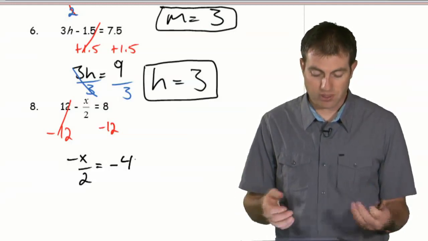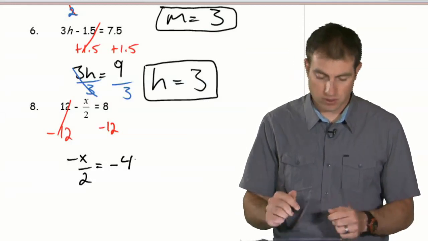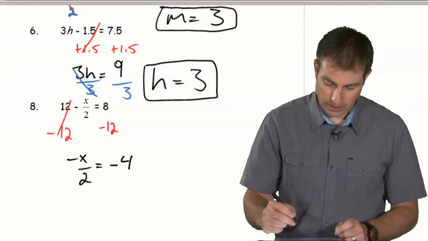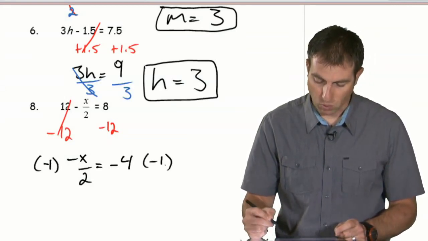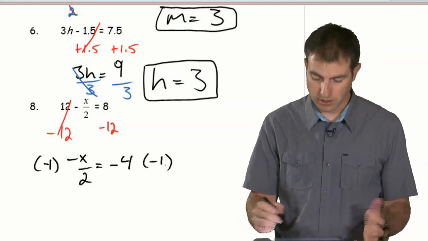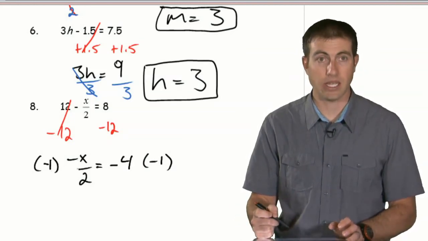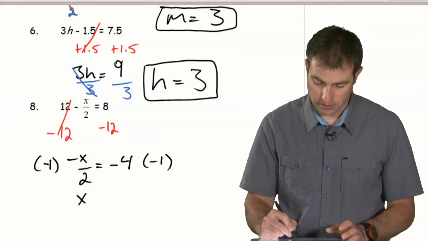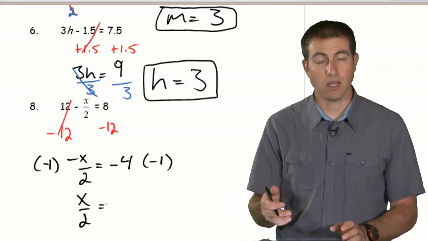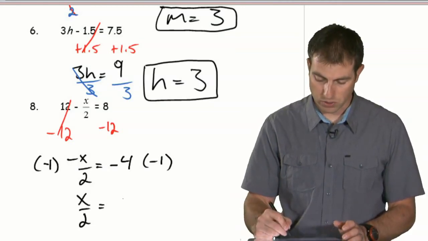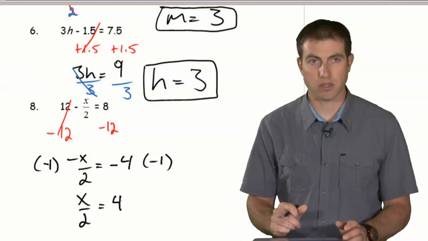What I'm going to do is, I don't really like dealing with negatives, so I'm going to get rid of that negative. And the easiest way to do that is multiply both sides by negative 1. That's going to give me negative 1 times negative x, which gives me positive x over 2. And on the right side, I have negative 1 times negative 4, which gives me positive 4, because 2 negatives give me a positive.